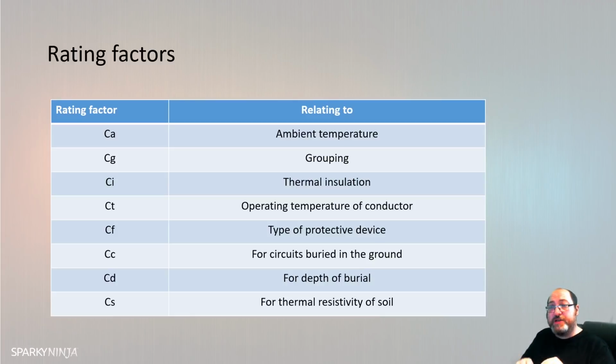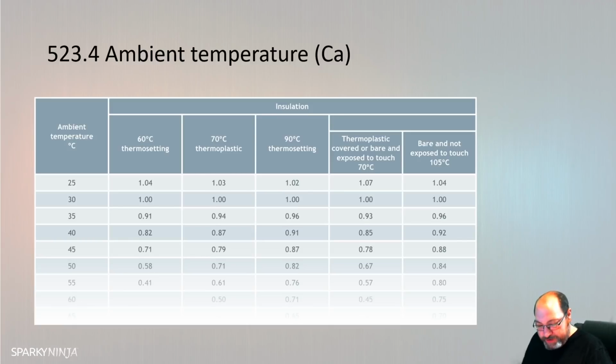But that's coordination. Don't forget the coordination: IB, IN, IZ. We're going to follow that through as we do this process. But let's look at these rating factors. The first one, Ca, 523.4. The ambient temperature shall be considered to be the temperature of the surrounding medium when the non-sheathed or sheathed cables under consideration are not loaded.